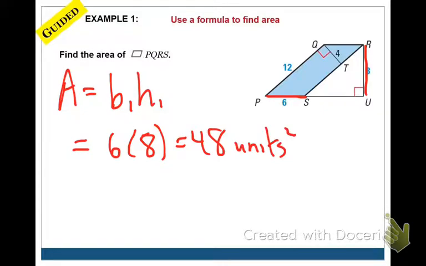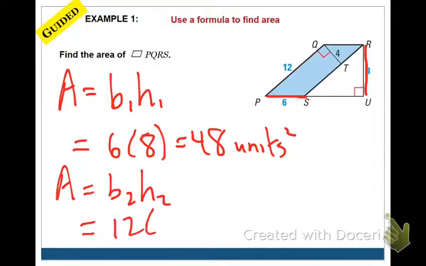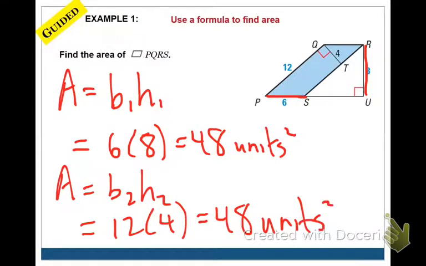I could also do the area equals base 2 times height 2. What is the other combination of a base and height I could use? Logan. Right. I could turn it. If you want to think of the base as what it sits on, we could turn it this way, right? The 12 would be here. The 12 is one of the parallel sides, and the 4 is the corresponding height of that. So we could do 12 times 4. We get the same answer. It's 48 units squared.